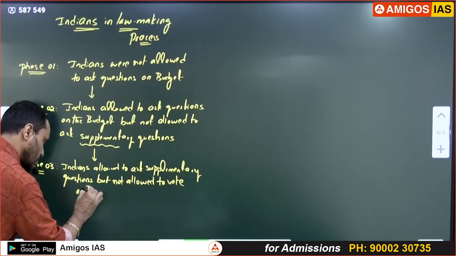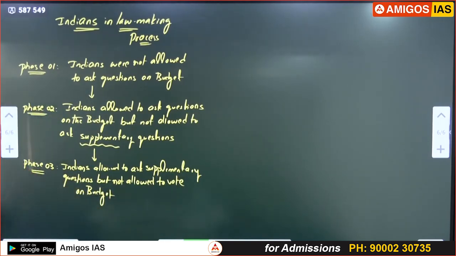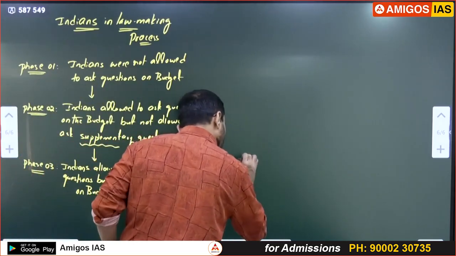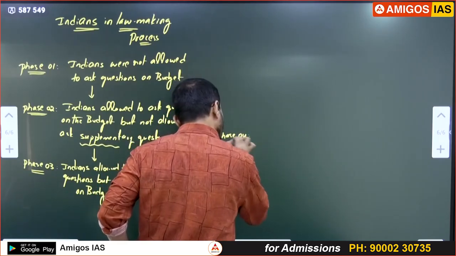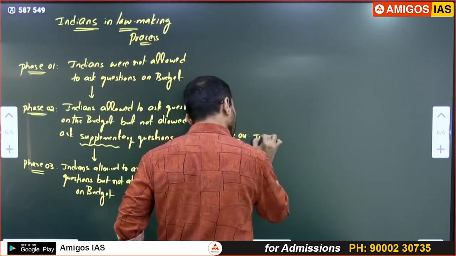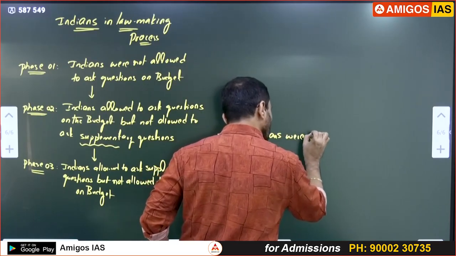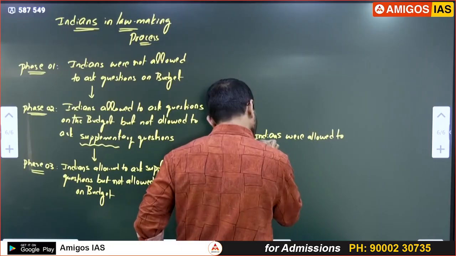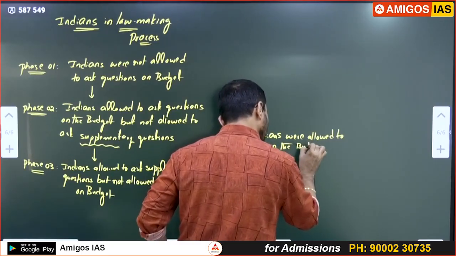That means we can ask questions and we can get the explanation as well, but we don't have any voting rights in the budget. And finally, in phase 4, Indians were allowed to vote on the budget. This is also very important.